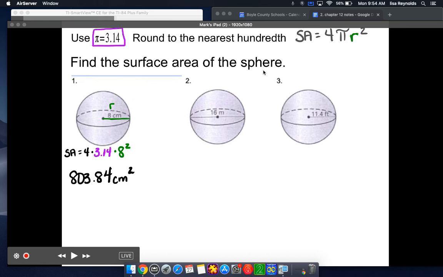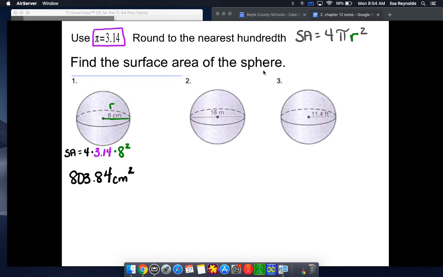In the next question, you have to be careful because for this particular problem, this 16 goes all the way across the sphere. So this is our diameter. Our radius is equal to half of that. So our radius is 8 meters. And if you notice, our actual calculation for this problem is the exact same calculation as the previous one.